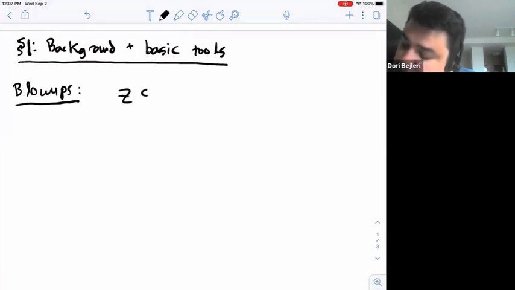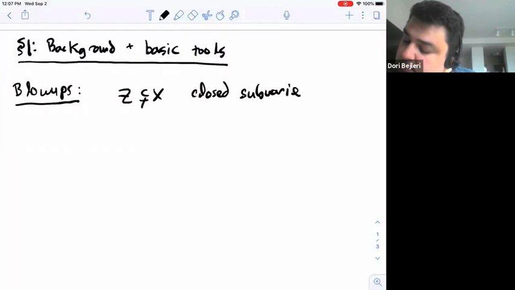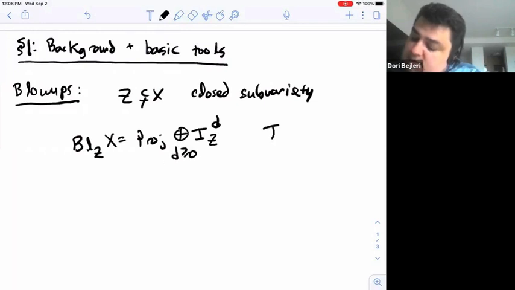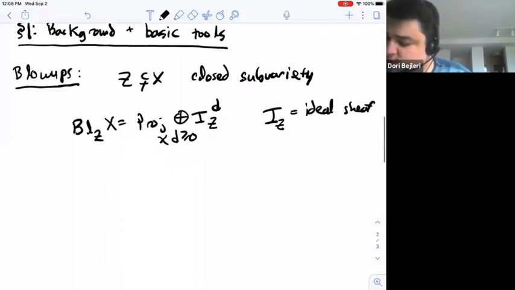So if Z in X is some closed subvariety, let's say a proper closed subvariety, so not equal to X, then we can define the blowup as this Proj of this graded ring, where I_Z is the ideal of Z. And this Proj is relative to X. Okay, and then the important property of a blowup is that it sits in a diagram like this.